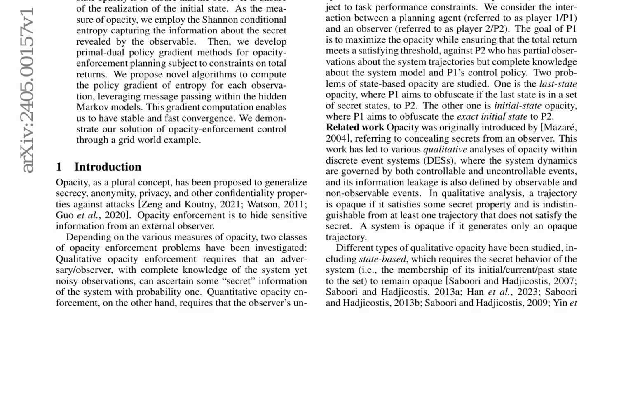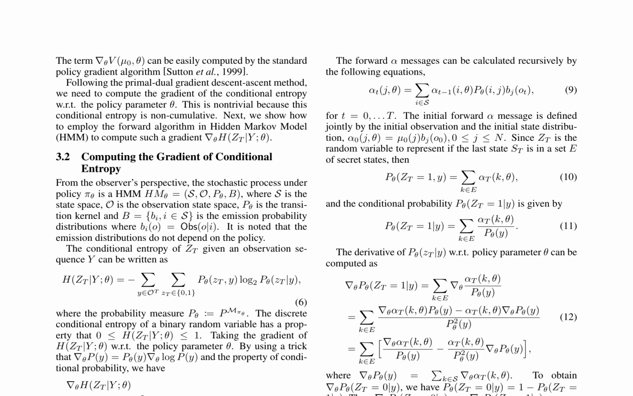Notable concepts in the preliminary problem formulation include the Markov policy, value function, observation function of the observer, and basic definitions in information theory. These definitions lay the groundwork for understanding the information-theoretic framework of opacity enforcement, enabling the evaluation of a policy's opacity and the design of a control policy that optimally balances opacity and total return.